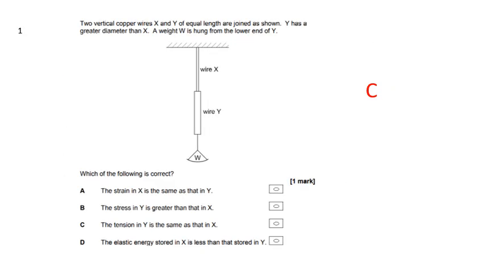Okay, first question. These two wires, X and Y, Y is thicker than X. Which of the following is correct? If you read through them, there's one that stands out to me as obviously true, and that is C. I mean, the tension in Y is the same as the tension in X. This is ignoring the actual weight of the wires, which I think we can. All of the others, if you go through them, are rubbish. But basically, they're in series, they're supporting the same load, the tension is the same in both wires. Nice easy one to start with.